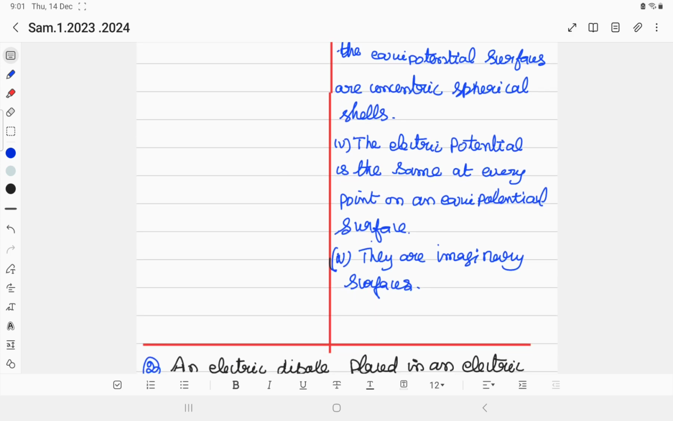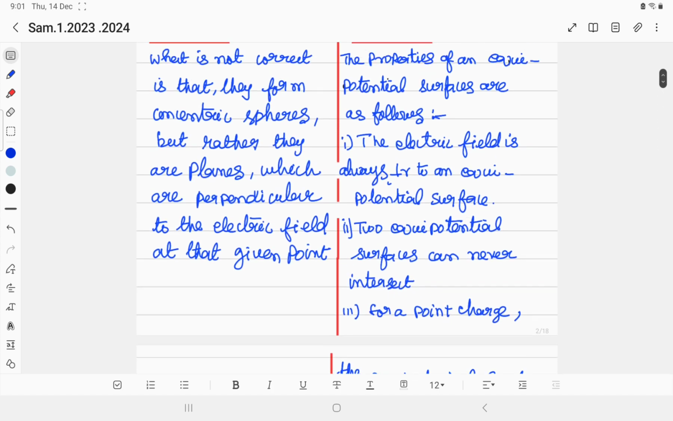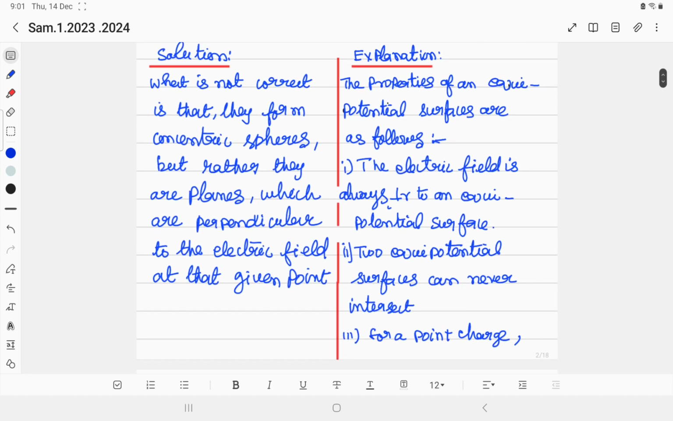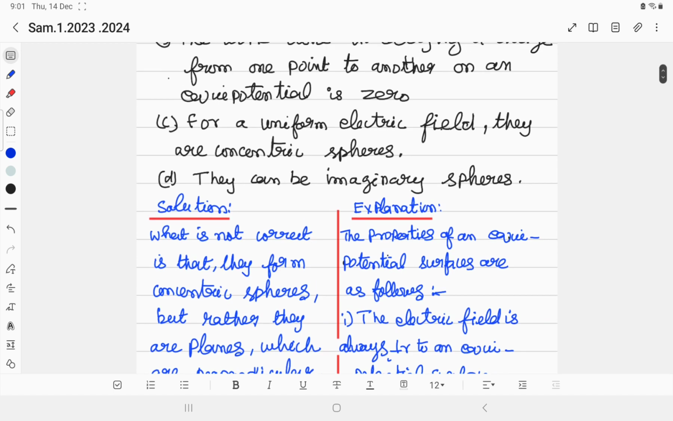They can be imaginary surfaces. Therefore, what is not correct is that they form concentric spheres; rather, they are planes which are perpendicular to the electric field at that given point. So, the answer is C. For a uniform electric field, they are concentric spheres is wrong.